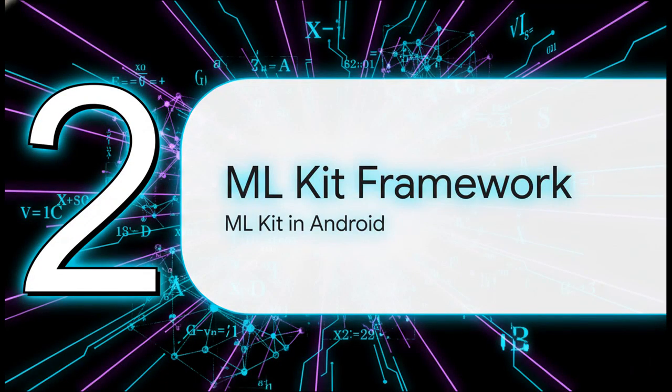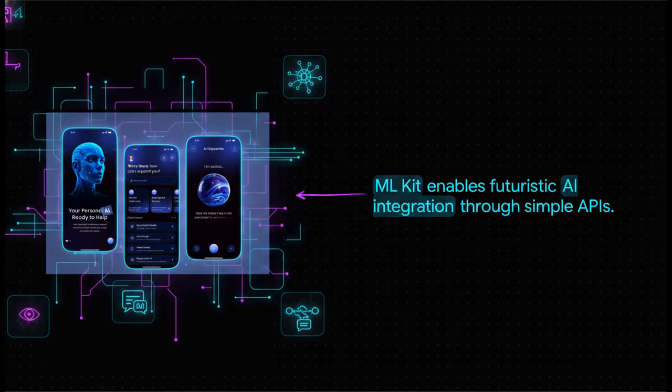Moving right along to Section 2, the ML Kit framework in Android. Now, you might be thinking, training AI models from scratch is mathematically heavy and incredibly resource-intensive, right? Well, that's exactly why we have ready-to-use frameworks to do all that heavy lifting for us. ML Kit is a Google machine learning library that lets developers easily drop powerful AI features into Android applications with just a few lines of code.